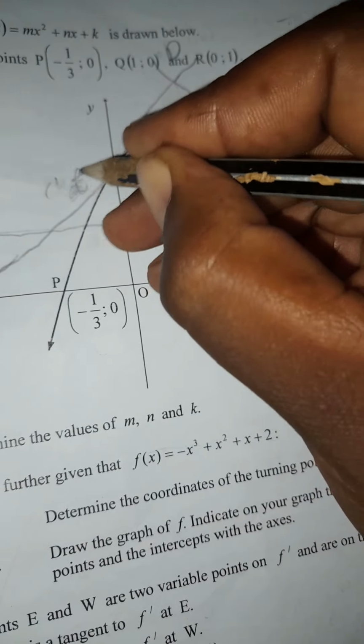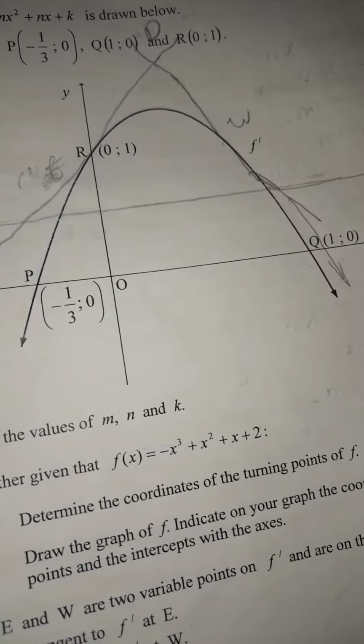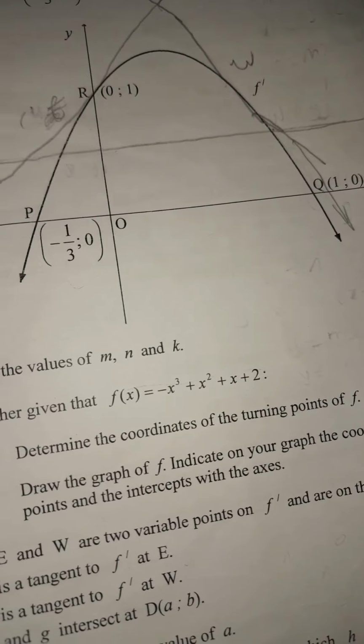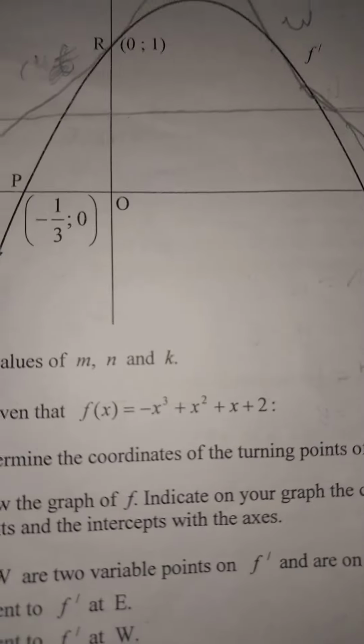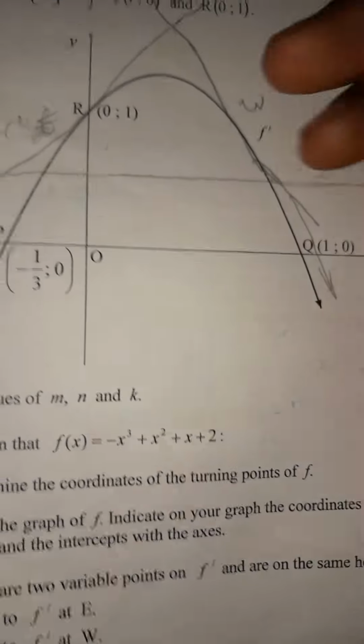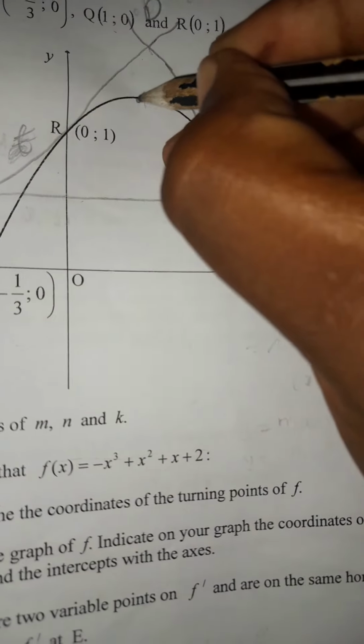Okay, this will be E and W. Yes, you'll draw well. Yours will be accurate, guys. Right. So what are they looking for? And remember that we have the turning point here in this case.